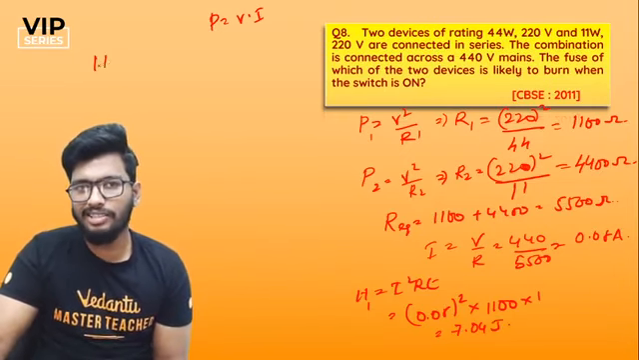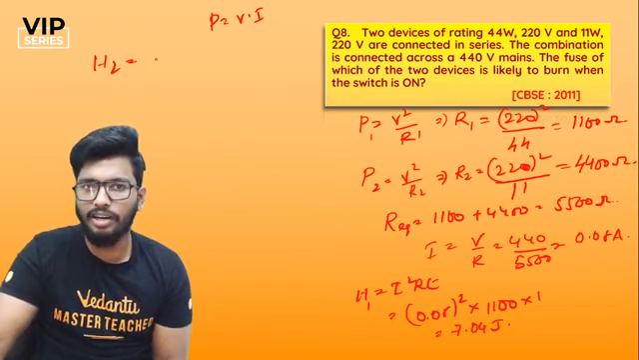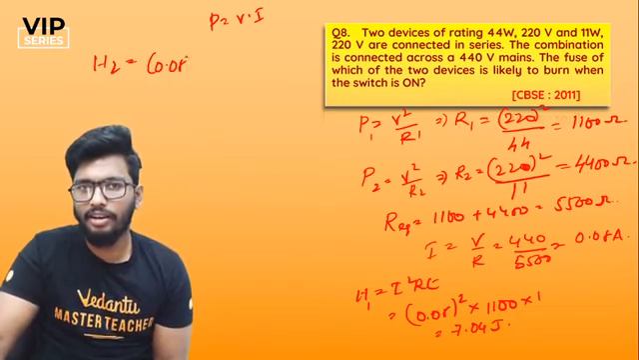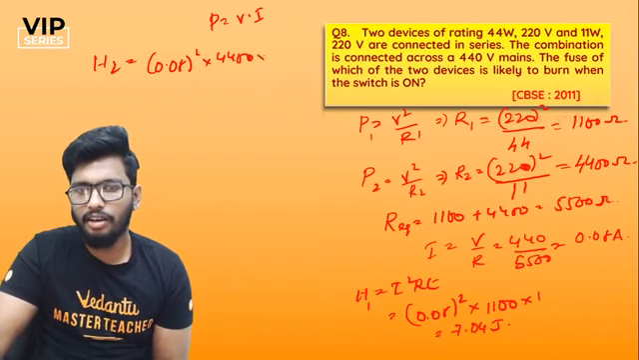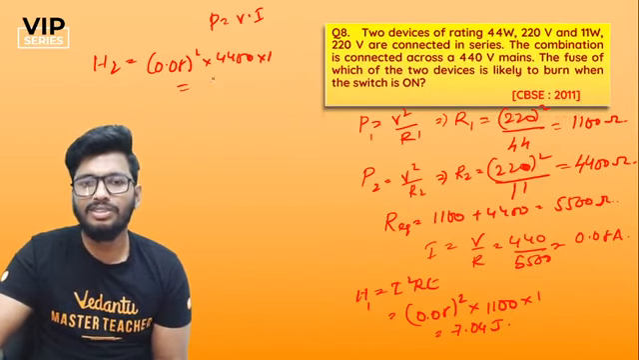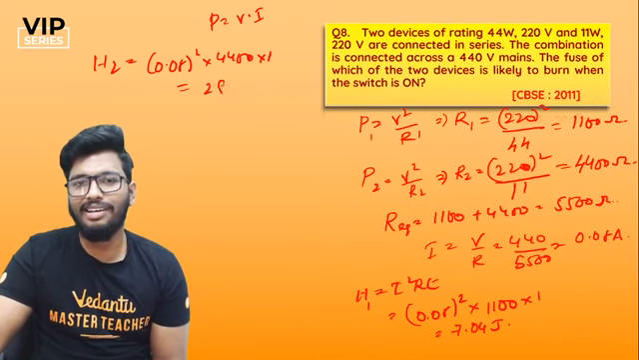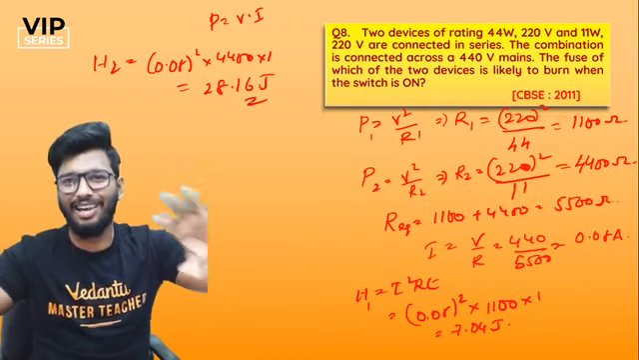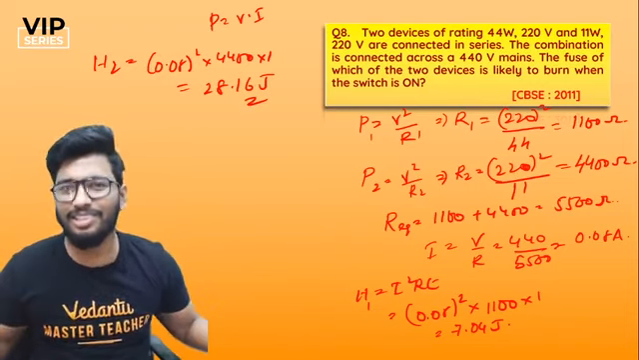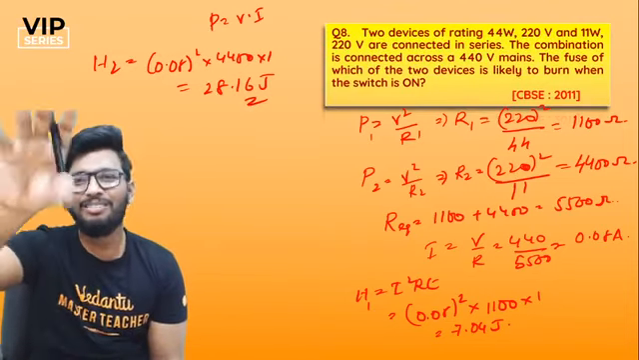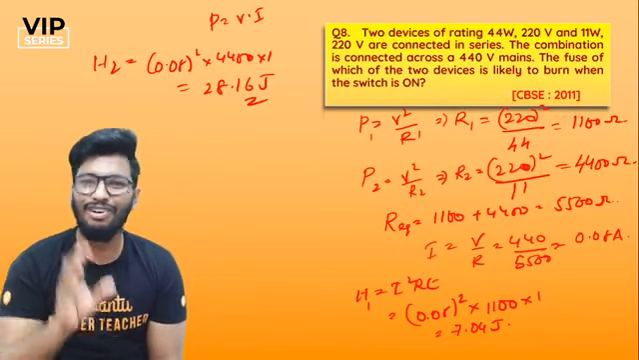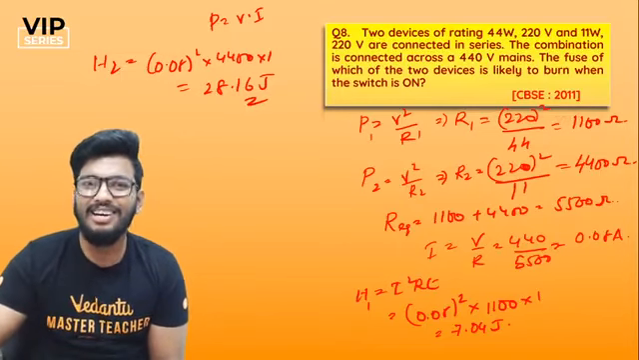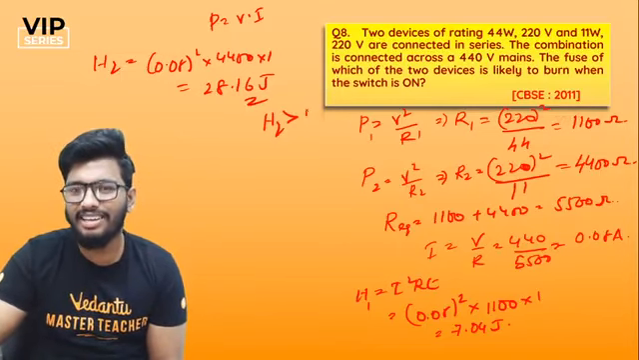For the second one, H2 will again be I square RT. So I square R this time is 4400 into T, which is 1 second. If you simplify this, you'll get 28.16 joules. I'm not doing the calculation because you guys are good enough to do that. Simple multiplication, but you'll get 7.04 and 28.16. So it's very clear that H2 is definitely greater than H1.